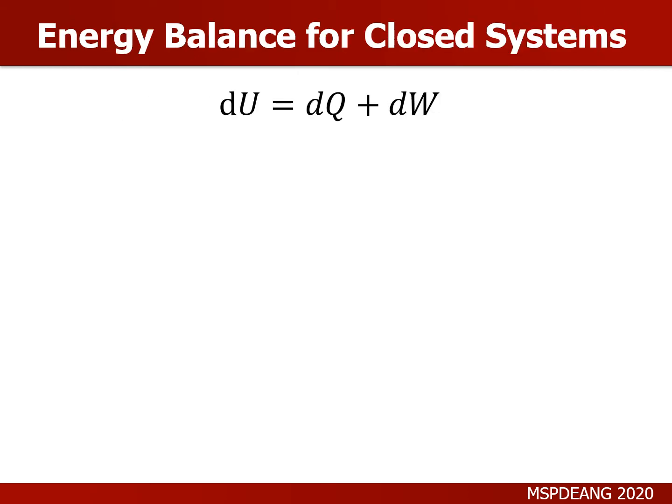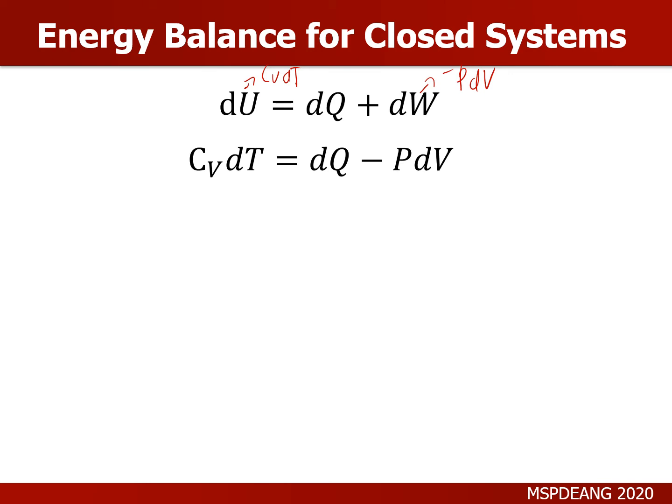So now, how do we use this in our energy balance for closed systems? So recall, energy balance for closed systems, dU is equal to dQ plus dW. But dU is equal to Cv dT, and dW is negative P dV. Thus, Cv dT is equal to dQ minus P dV.